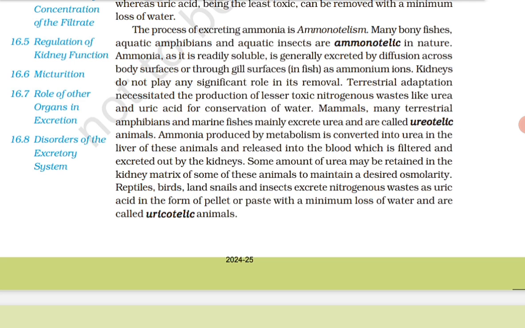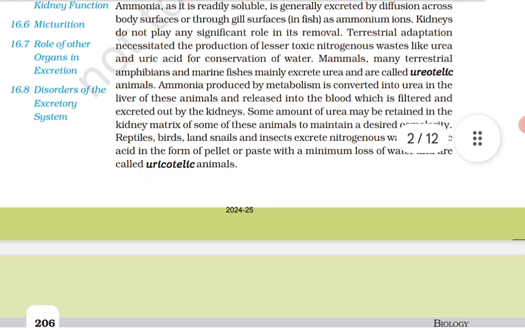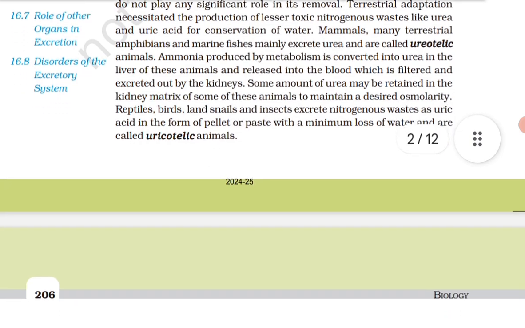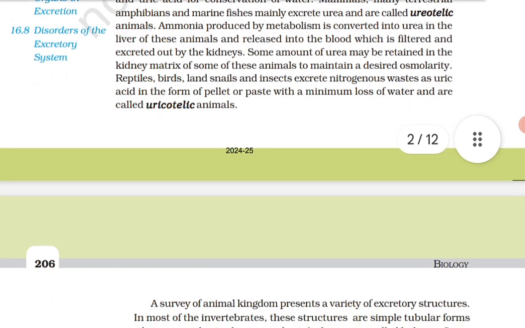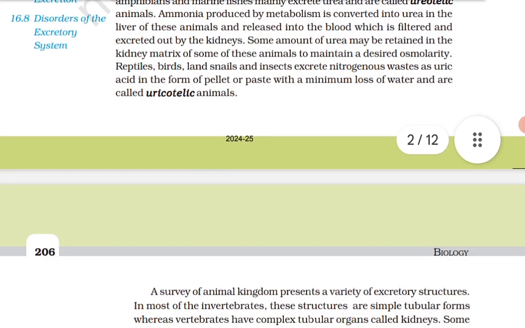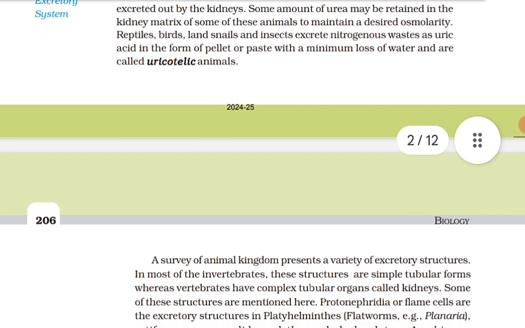Reptiles, birds, and land snails and insects. Understood? Who? Reptile, bird, land snail, and insect excrete nitrogenous waste as uric acid in the form of pellet or paste with a minimum loss of water and are called uricotelic animals.